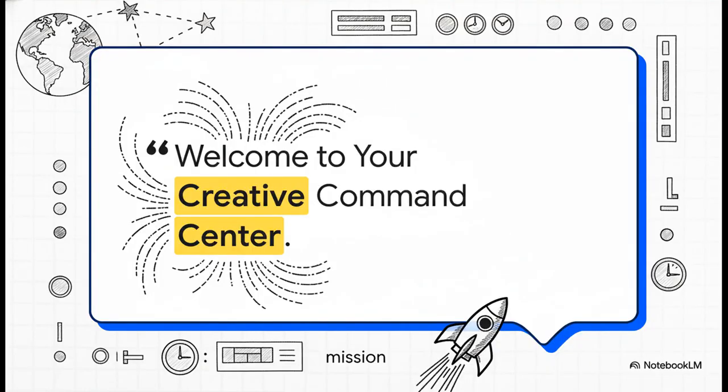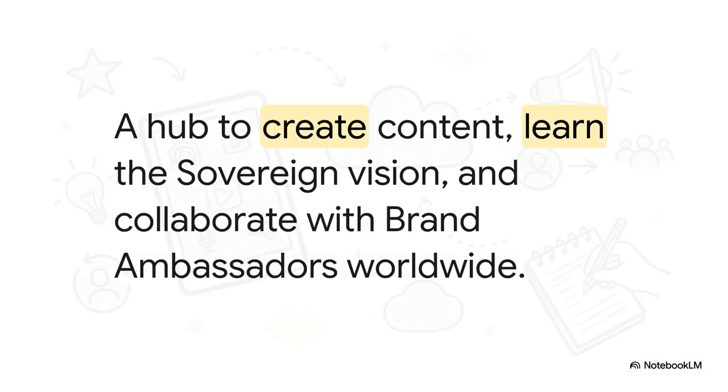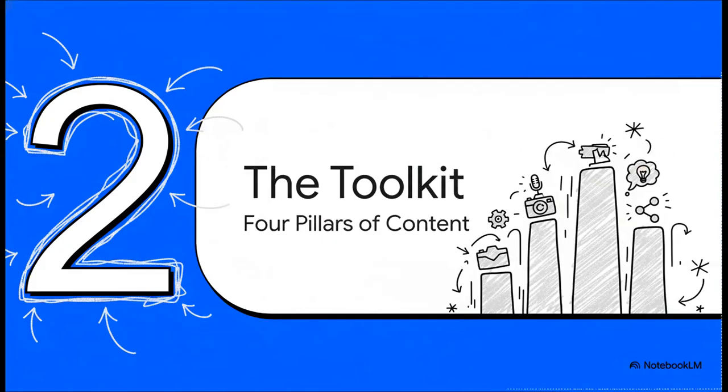And I love this framing, because this isn't just another piece of software. It's your personal mission control for sharing the Sovereign vision. It's all about empowering you to be the absolute best, most effective ambassador you can be. So, how does it do that? Well, it really focuses on three key things. First, it's a place to create amazing, high-impact content. Second, it's a place to learn the vision inside and out. And third, it's a place to collaborate with this global community of fellow ambassadors. Create, learn, collaborate. Simple.